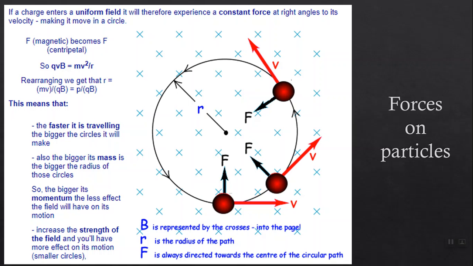This means that if a charged particle is moving faster, momentum would be greater, so the radius is greater and they travel in a bigger circle. Also, if the mass is bigger, the momentum is bigger, so the radius would be bigger. However, if we increase the strength of the field or the charge, then the radius would be smaller as they are in the denominator, so they are inversely related. The radius would get reduced and the circle would become smaller.